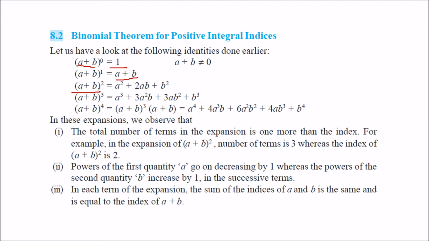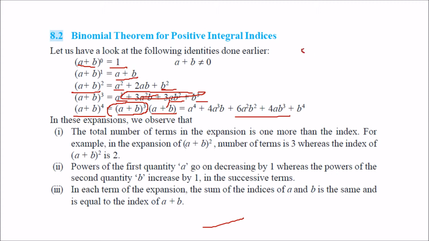But for square, we are aware that a plus b whole square has the formula a square plus b square plus 2ab. If we make cube of it, then it is going to be a cube plus b cube plus 3a square b plus 3ab square. But when we want to find the fourth power, we can do one thing: we already know a plus b whole cube, and this is a plus b. So let us take this and multiply it with a plus b.